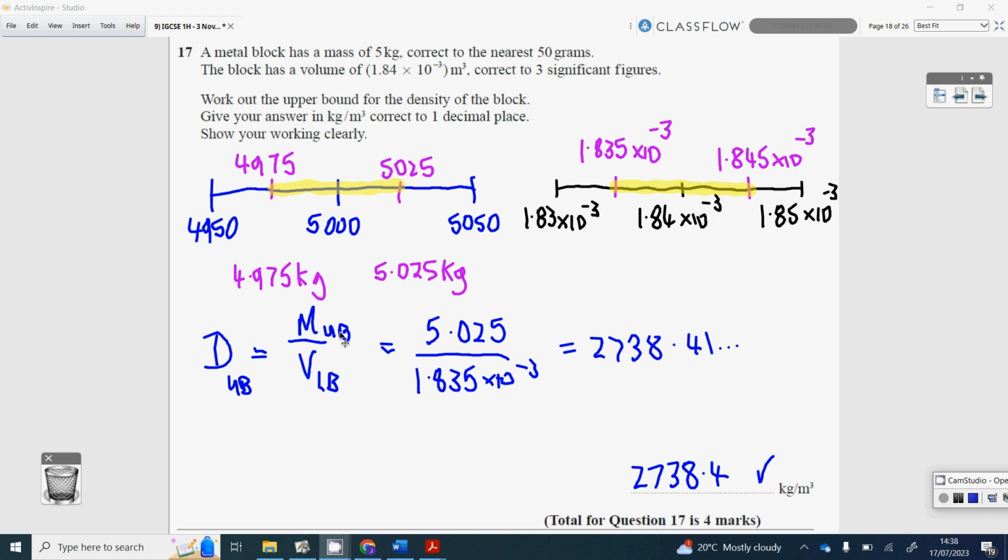So upper bound for mass, which is 5.025. Lower bound for volume, 1.835 times 10 to the minus 3. Pop that into your calculator, you get 2738.41... So to one decimal place, that's 2738.4.